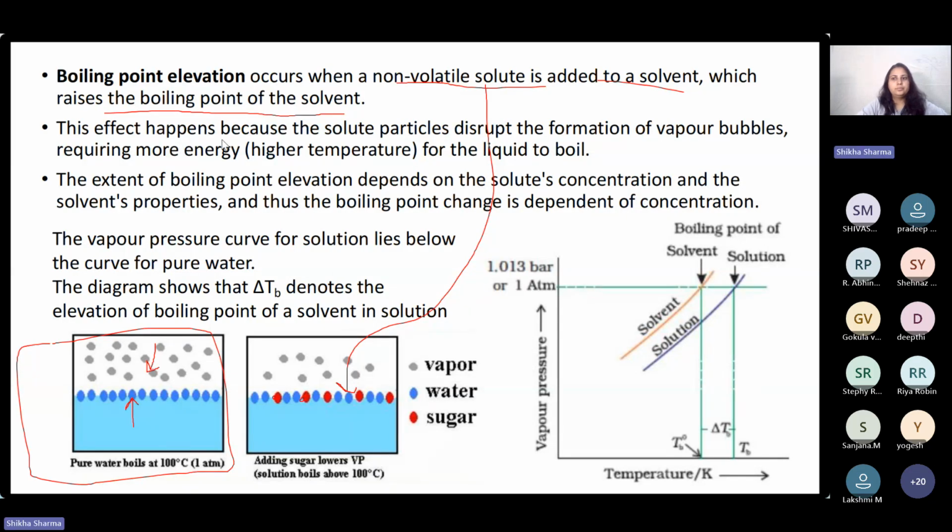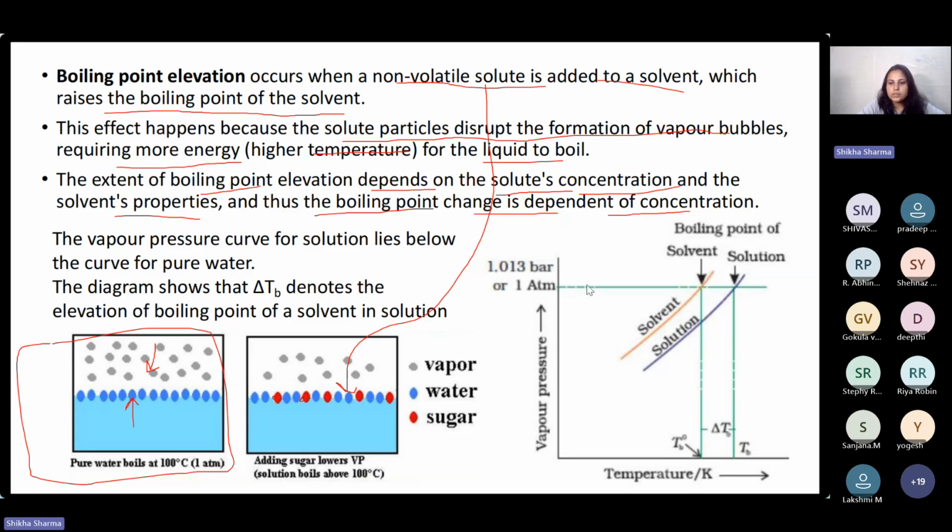So this effect happens because the solute particles disrupt the formation of the vapor bubbles, so the liquid requires more energy and a higher temperature to boil. The extent of boiling point elevation basically depends on the solute's concentration and the solvent's property, and thus the boiling point change is dependent on the concentration.